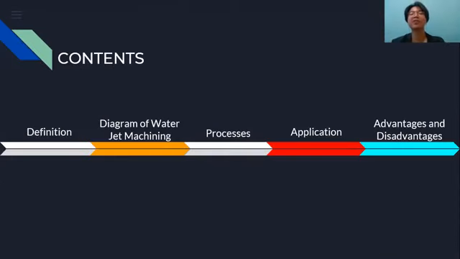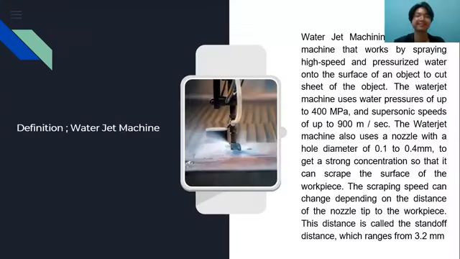And then we are going to present and explain about the definitions. Next is the diagram of water jet machining, the process, the applications, and the last one is the advantages and the disadvantages of using water jet machining. The first one is the definition of water jet machine.